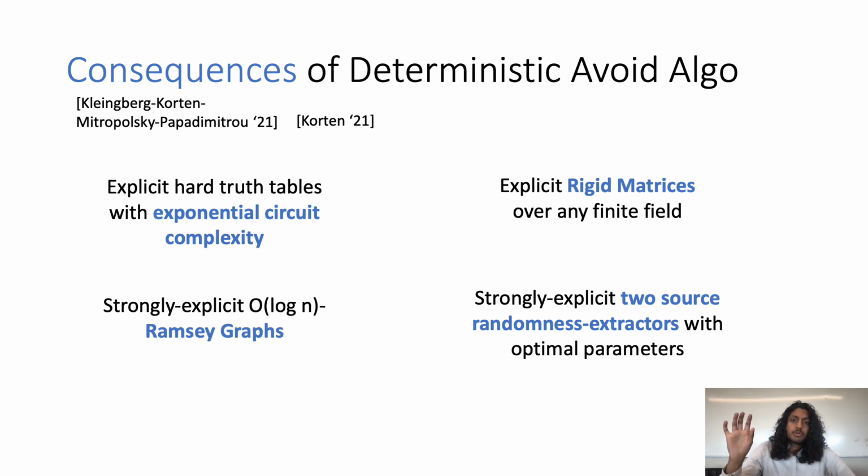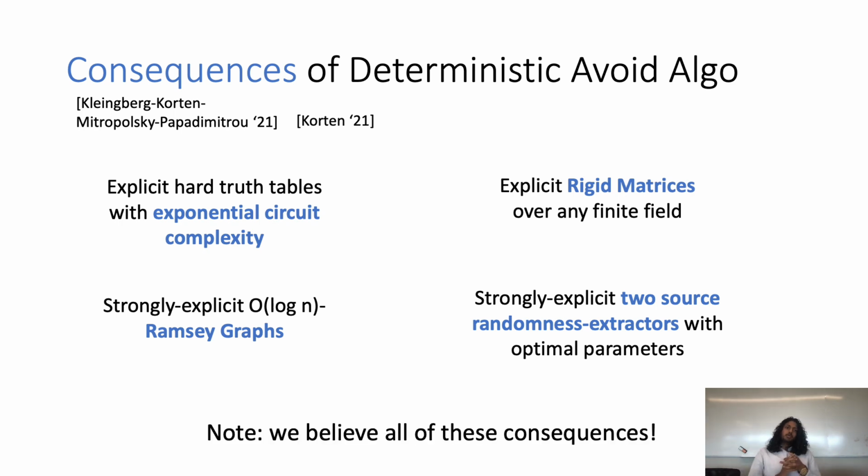And for this talk, it's not so important what exactly these objects are. These are just long-standing open questions in combinatorics to construct explicit examples of these objects. One thing that I want to emphasize is explicit constructions of these objects are things that we believe should exist.